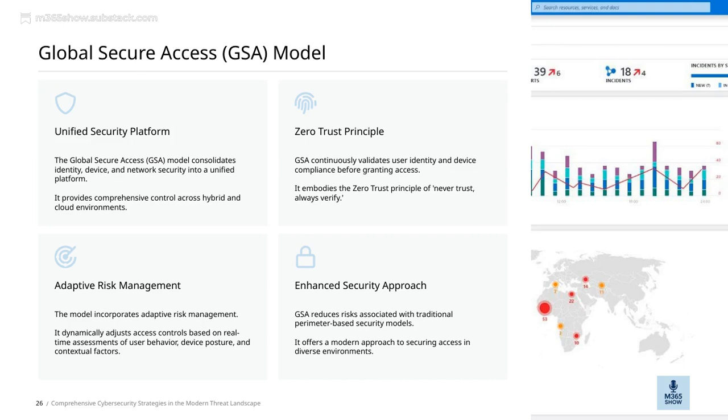Finally, the GSA consolidates identity, device, and network security into a single, unified platform. This integration provides comprehensive control across hybrid and cloud environments, making security more streamlined and effective. It's about creating a seamless, yet highly secure access experience that adapts to the modern threat landscape.